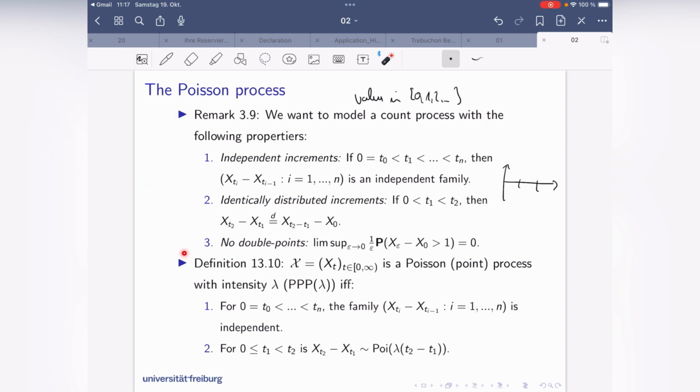So that's the Poisson process, what we want to do. That's how we define it. X is a Poisson point process, or PPP, with an intensity lambda. The family of increments are independent as we wanted it. And increments are Poisson distributed. And we are actually going to show that this is a consequence of the first three properties. So the Poisson distribution is a consequence of what we wanted to model here.